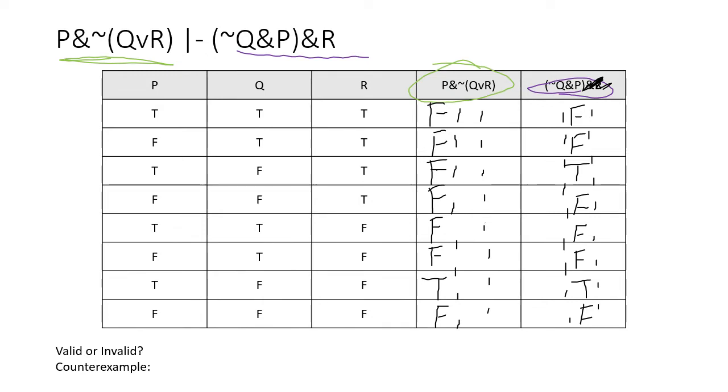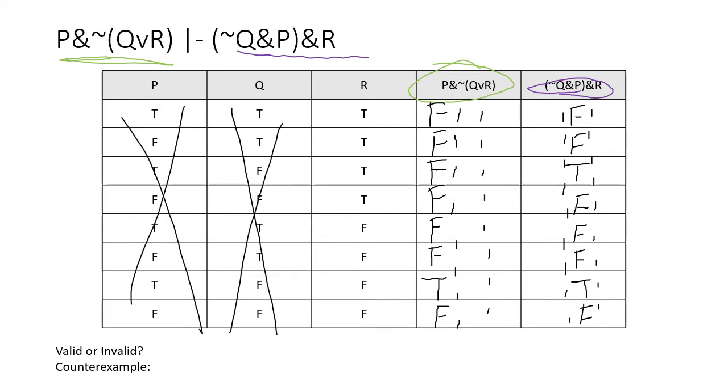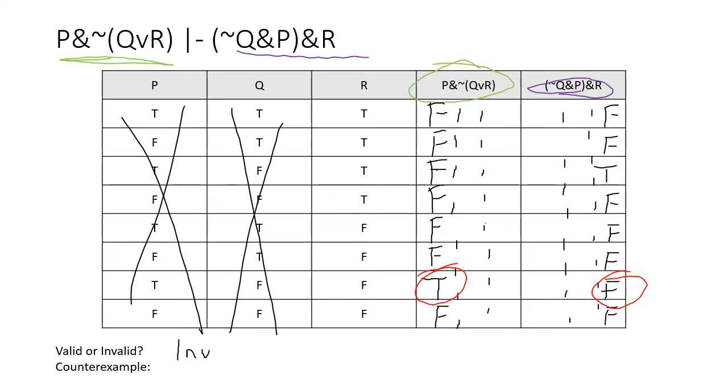And then we just have to bring in ampersand R. So where are those true? Both of them are true here, and that's it. So the rest of them are false. And we can erase this middle column here so we don't get confused. Since we only have one premise, we just gotta check it for any one that's true. Well, there's only one that's true, and in that situation, the conclusion's false. So this is gonna be invalid.